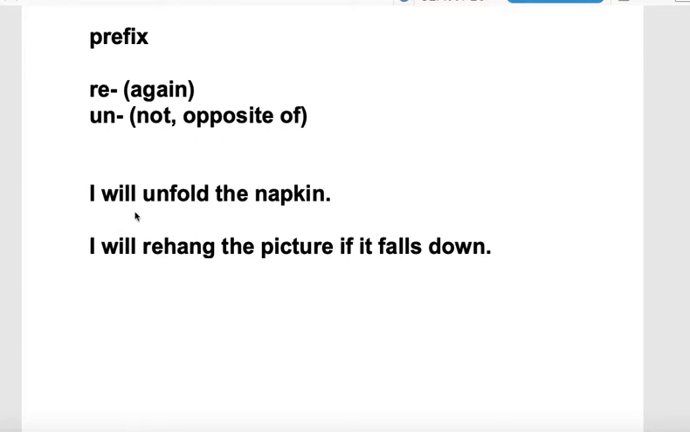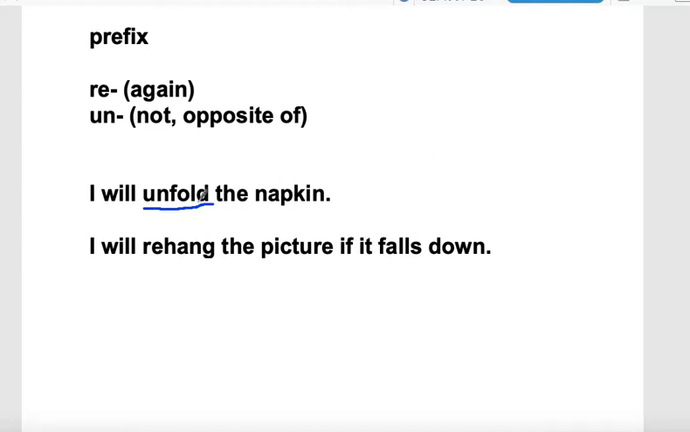So I have two sentences here to give you an example. And remember, if we take those prefix letters away from the beginning of the word, the word itself will stay the same. It's just those letters at the beginning of the word that change what that word means. So here's our first sentence. It says, I will unfold the napkin. And here is our word unfold. It has the prefix un in front of it.